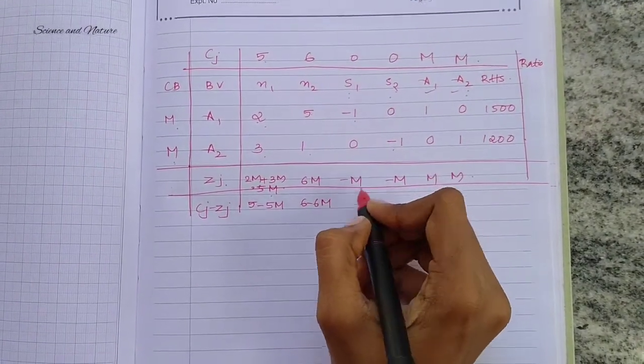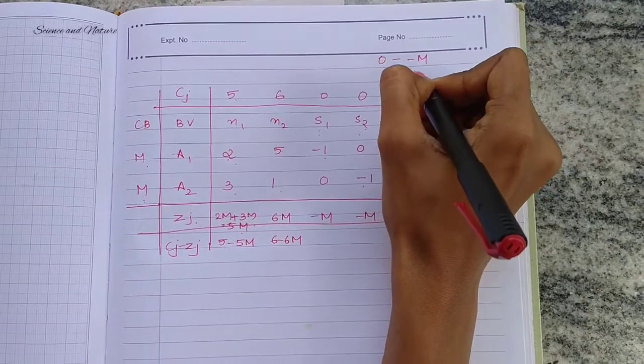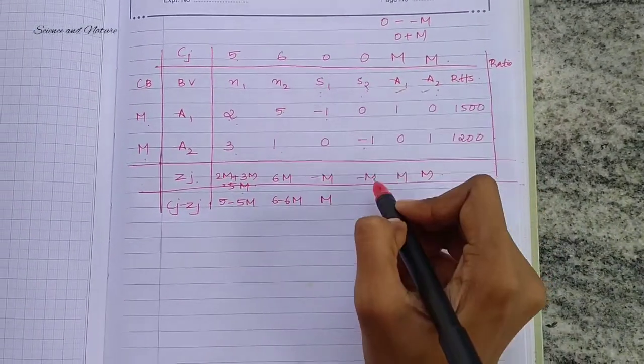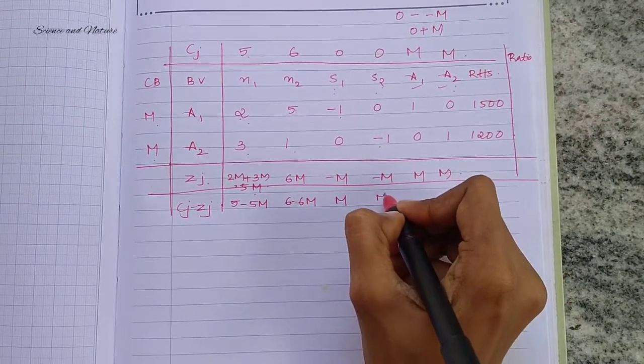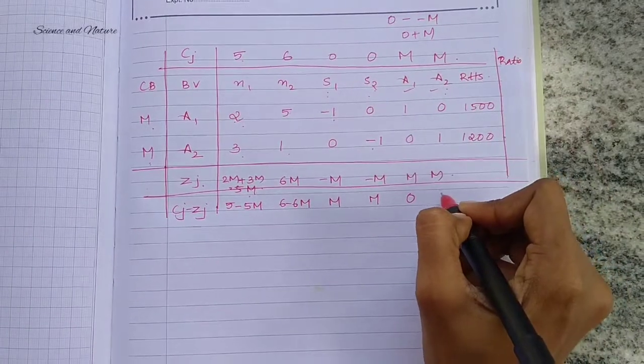0 minus minus M. That is 0 minus minus M, that is 0 plus M, which is equal to M. Then 0 minus minus M, that is equal to M. M minus M, 0.